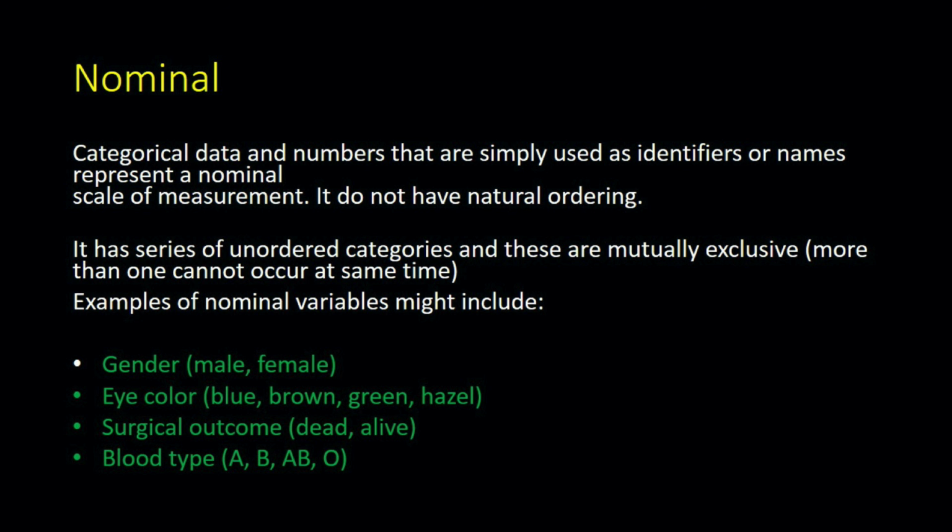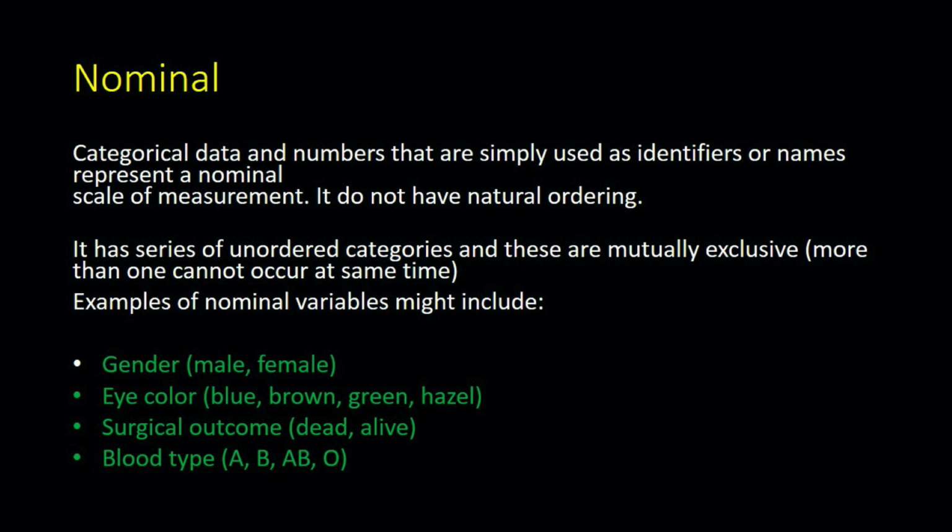Here we have some examples of nominal data. Whenever we do any study, we will have some variables, and the first variable is gender, which includes male and female. This makes it clear that either a male or a female appears in a study at a time. So the term mutually exclusive means more than one cannot occur at the same time.